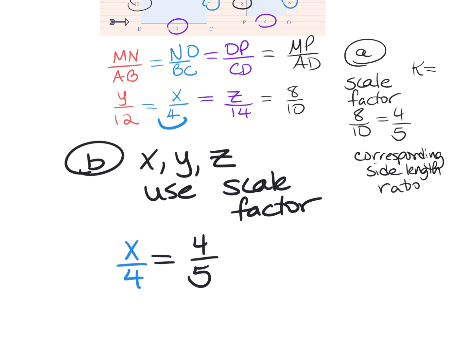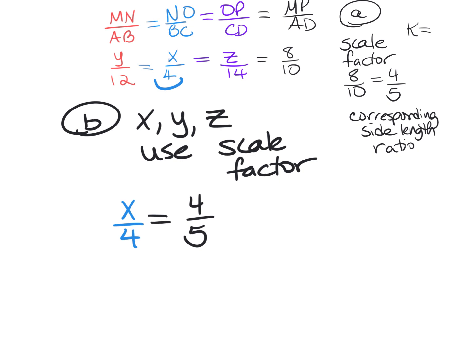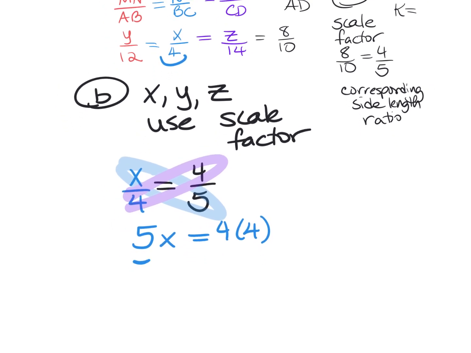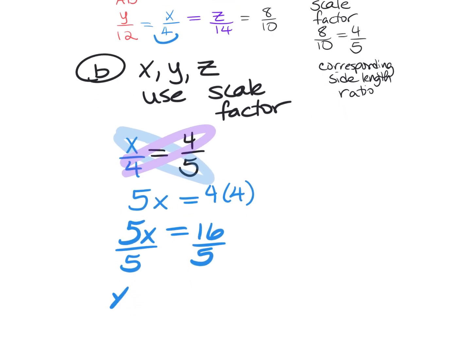And now I'm going to cross multiply and divide. So I'm going to multiply diagonally, X times 5 and 4 times 4. So this will give me 5X is equal to 4 times 4. 4 times 4 is 16. Divide by 5. And X is equal to 16 over 5.